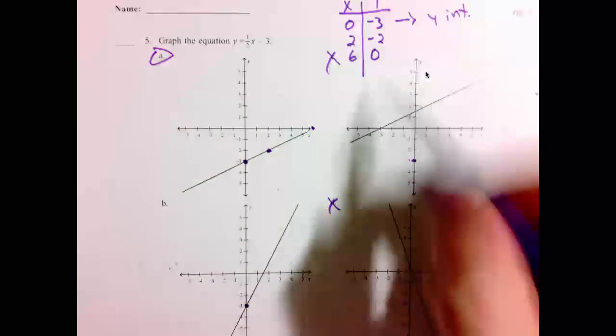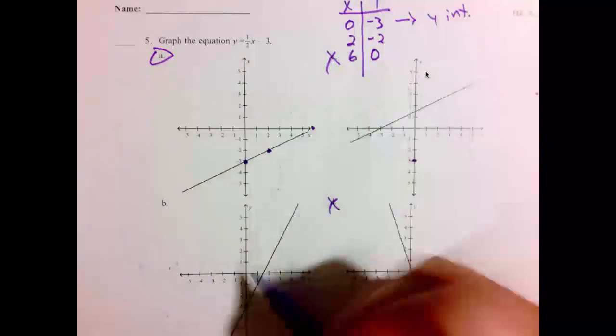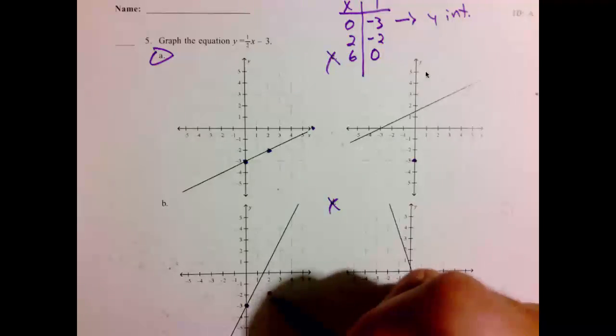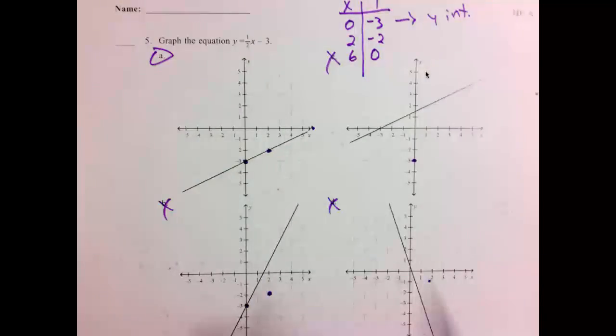Looking at B, 2 goes with negative 2. Indeed, it is not on the line, so B would not be correct. 5 is A.